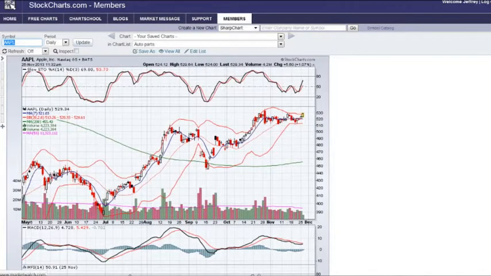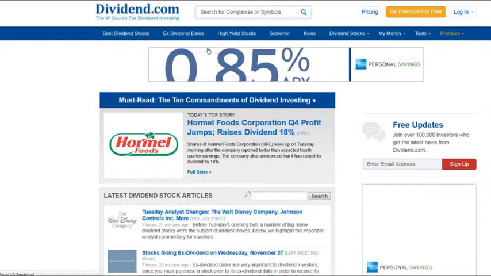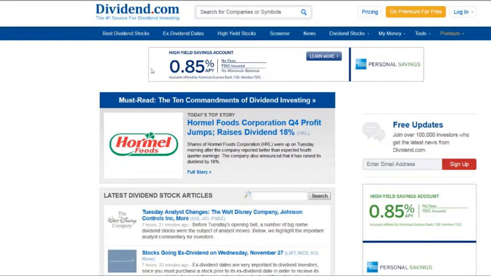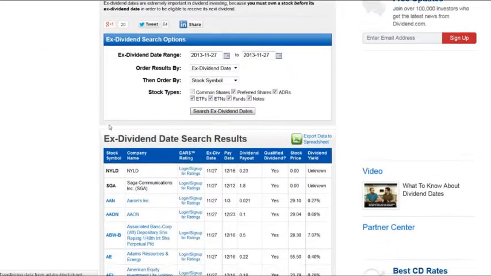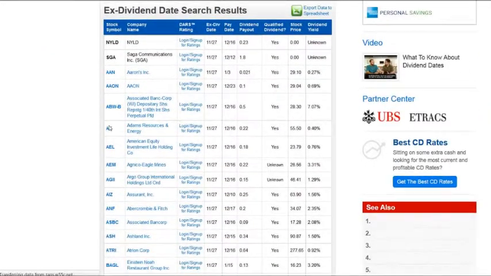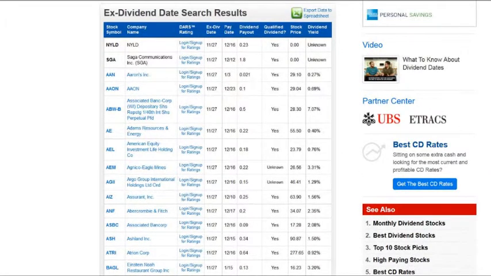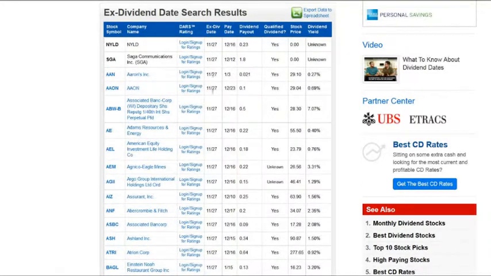One place to see dividends is a simple website, dividend.com. You can come in here and take a look at stocks that are releasing dividends. I'm coming up to where it says ex-dividend date, which gives stocks that go ex-dividend today. Well, what does ex-dividend mean? It means that you need to own this stock by the ex-dividend date in order to receive the dividend payout.